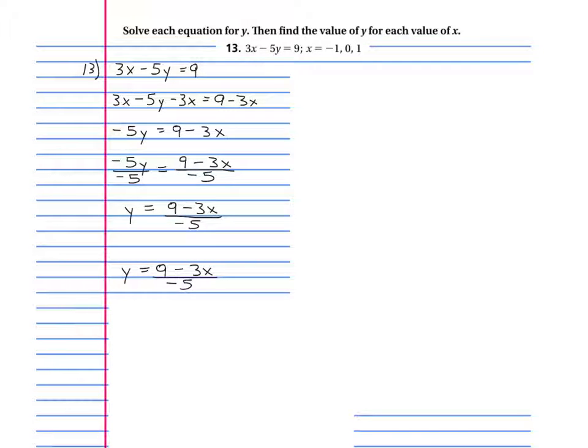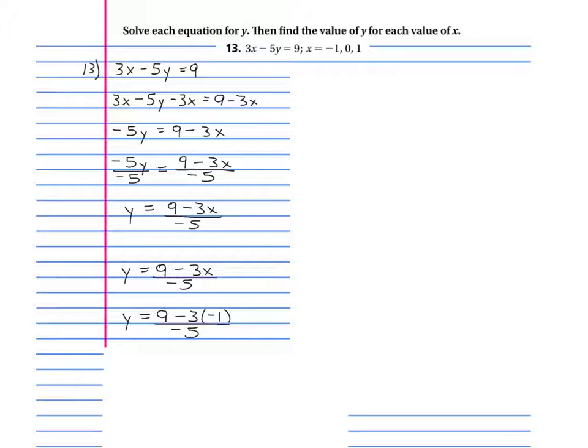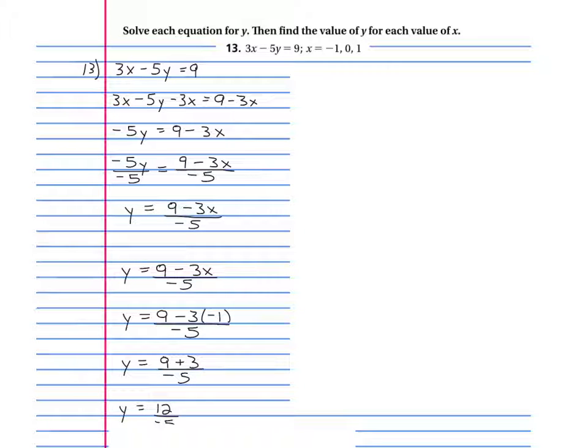The first value is -1. So we write the original equation. The next line, we write the exact same thing with parentheses where x is and that -1 in there. Okay, and we've got to simplify this. What is -3 times -1? That's +3. So we've got now 9 plus 3 over -5, or 12 over -5.